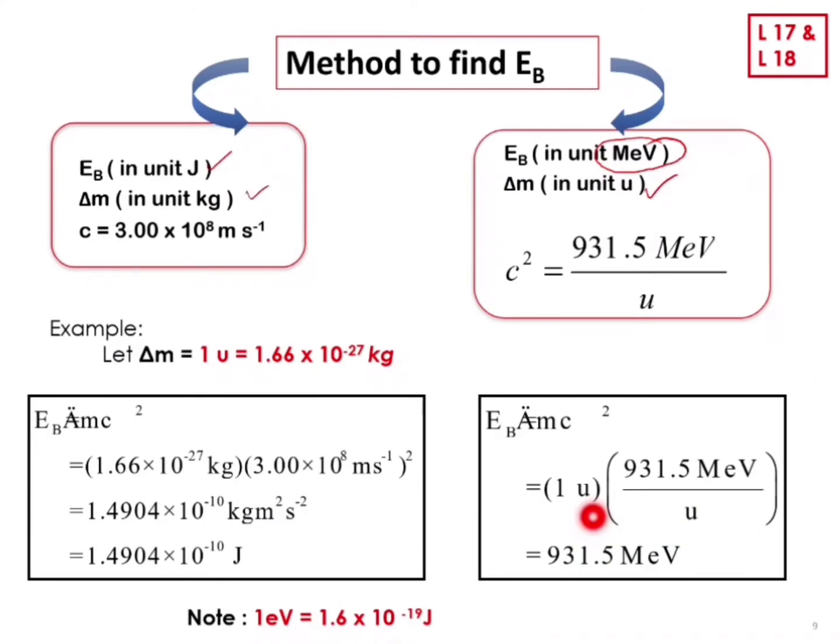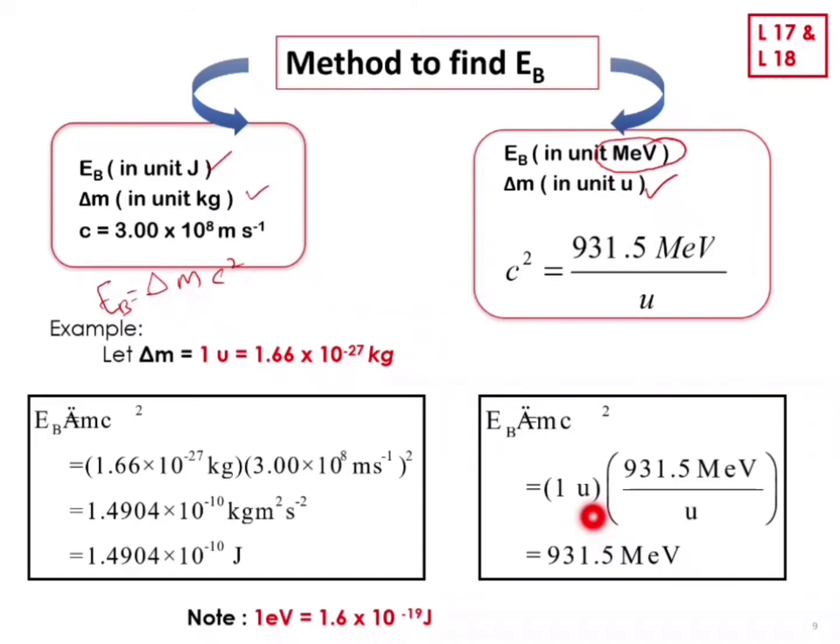Okay, one more thing to take note of: C. Here we use the speed of light, so C squared, delta M. E, binding energy, equals delta M C squared. So don't forget to square the value of C. But if you use MeV, for C squared we just substitute 931.5 MeV over U. The U we can cancel later.